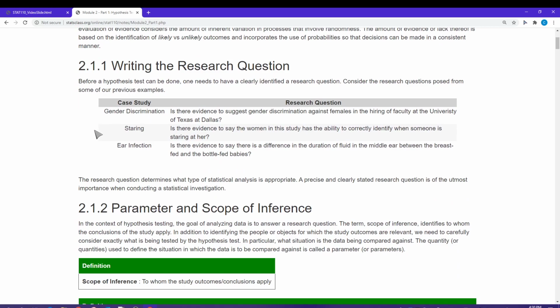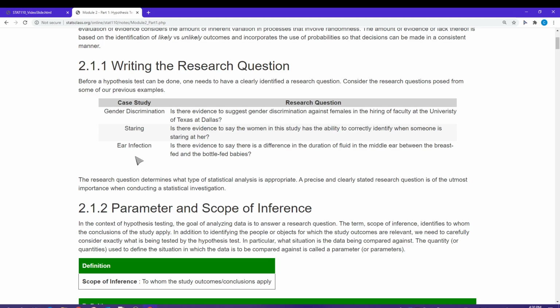We have 3 case studies that I'm going to look at throughout this handout. We have the gender discrimination case study, which we looked at in Module 1, and that was asking whether or not there was evidence of gender discrimination against females in the hiring of faculty at the University of Texas at Dallas. We had a staring example, and that research question: is there evidence to say the woman in the study had the ability to correctly identify when somebody was staring at her?